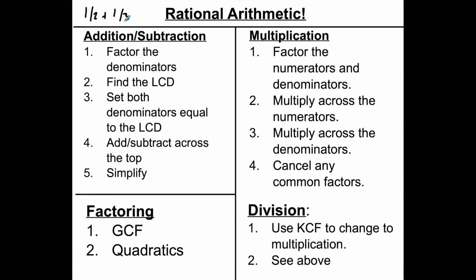Alright, multiplication. For multiplication, we're going to factor everything, the numerators and the denominators. Then we're going to multiply across the numerators and the denominators, across the top and the bottom. And then once we're done with that, we're going to cancel any common factors.